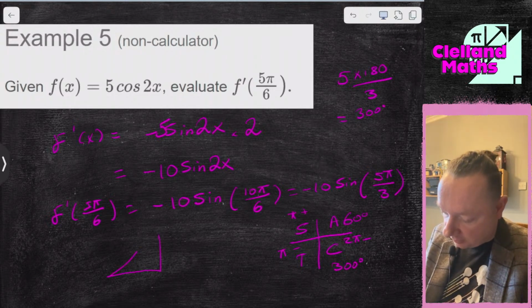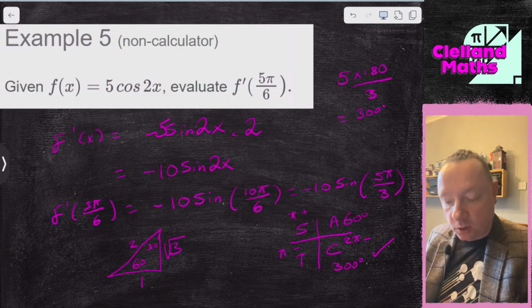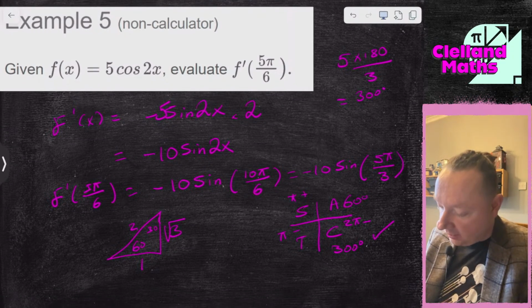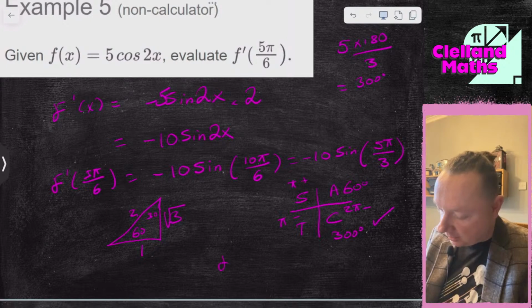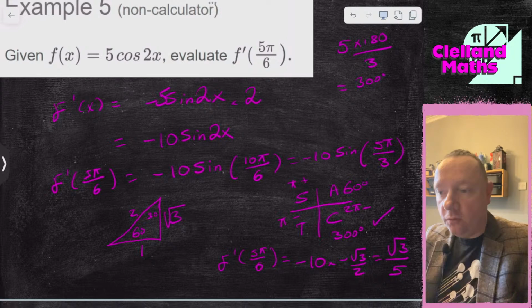So exact value for 60, we've got 60 here and 30 there. 1, 2, 3 is how I remember it, and that's a root. Sine of 60 is root 3 over 2, but it's negative when it's in this quadrant here, so it's minus root 3 over 2. So finally, we could say that f dash of 5 pi over 6 equals minus 10 times minus root 3 over 2. Well, that's positive root 3. 10 divided by 2 is 5. So you get root 3 over 5 is the final answer.